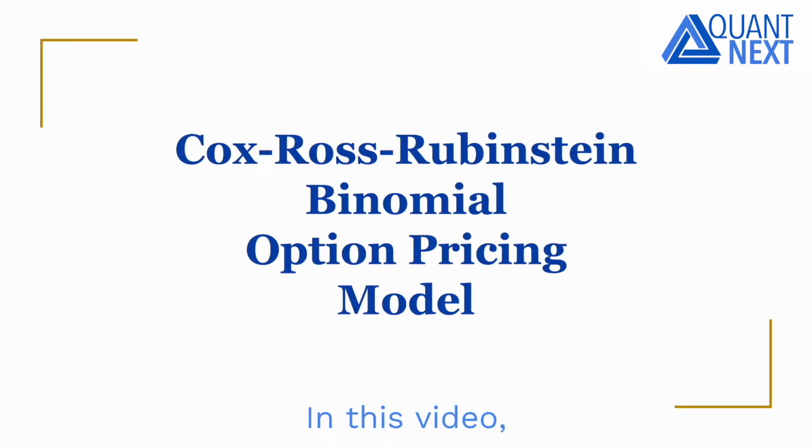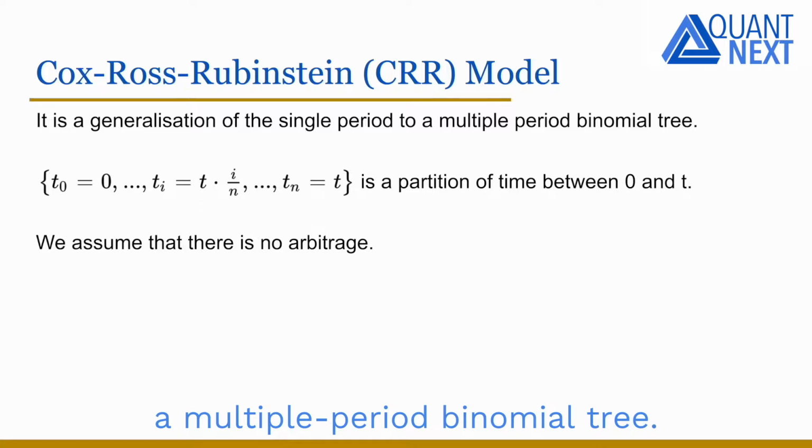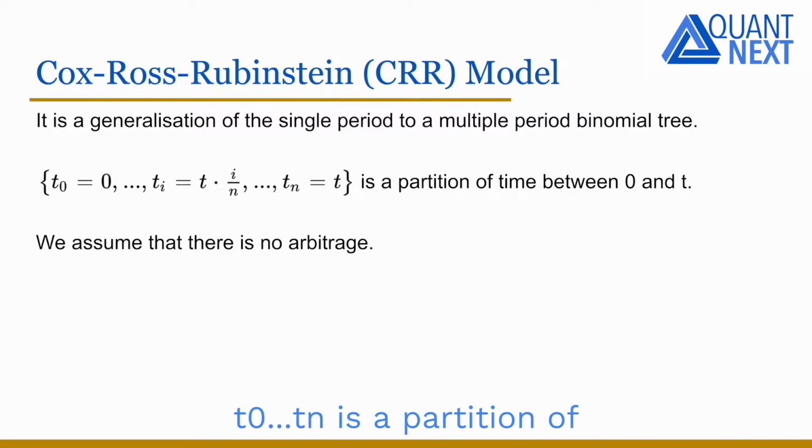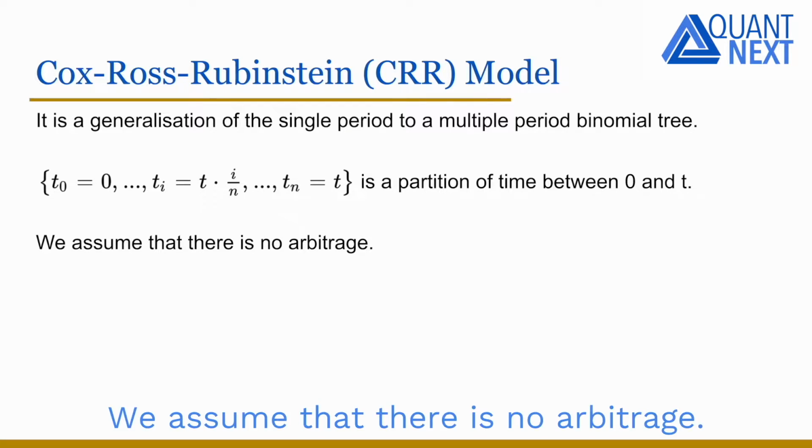Hi everyone! In this video, I will introduce the Cox-Ross-Rubinstein binomial option pricing model. It is a generalization of the single period to a multiple period binomial tree. T0, Tn is a partition of time between 0 and T into n plus 1 dates and n periods. We assume that there is no arbitrage.